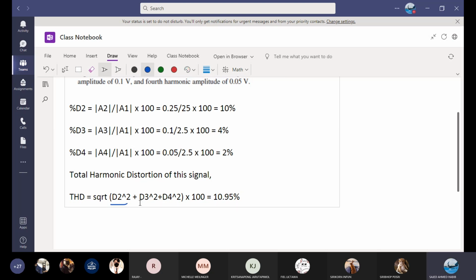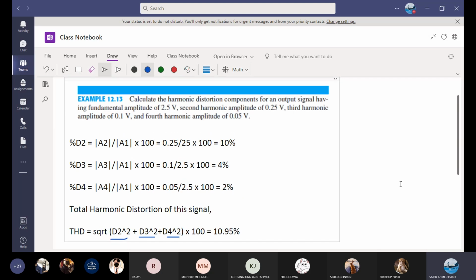What will you put in as the values for D2, D3, D4 in the total harmonic distortion calculation? Square root of D2 squared plus D3 squared plus D4 squared. What value are you going to put? Teacher, yes? The D2, the value that I get is 1%. Okay, let's do it again.